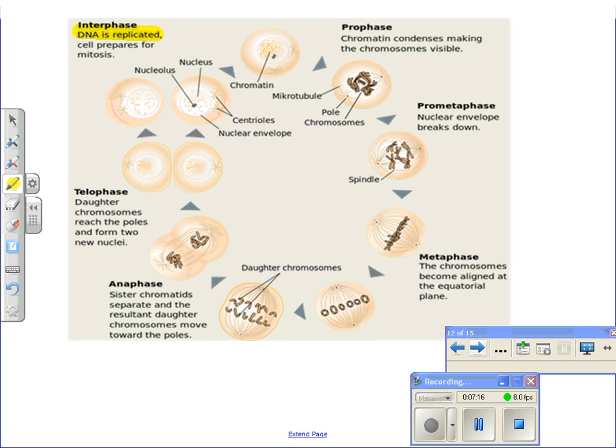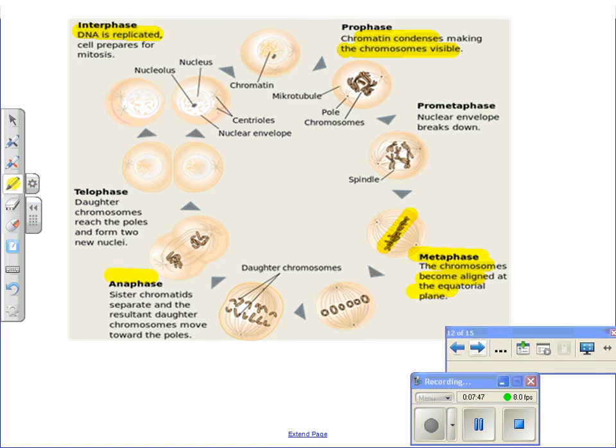So in prophase, the first phase, chromatin condenses, making the chromosomes visible. Now we can actually see them. The nuclear envelope breaks down. This is where the genetic information was contained. And then we go to metaphase. We can see a whole change has happened here. Our centrioles move to opposite poles. Now we can see a half and half nature to the cell. The chromosomes are lining up in the middle, situating themselves to be pulled apart. They're aligned at the equatorial plane.